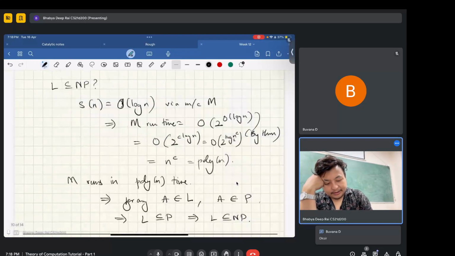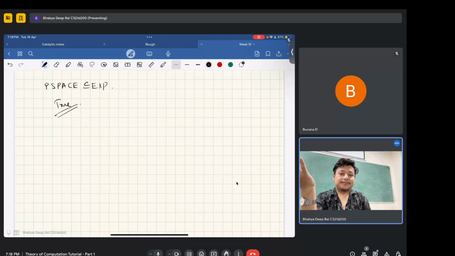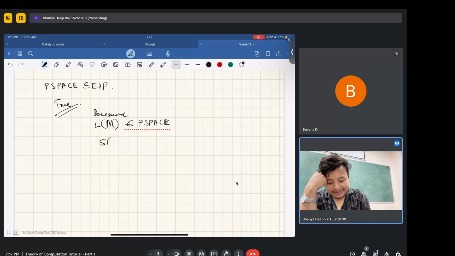Good. Next question: PSPACE is contained in EXP. Now again, true. Why is this true? Because take any M such that the language L of M is in PSPACE. So here, what is S of n? The space taken is polynomial in n. So what is the time taken by M?